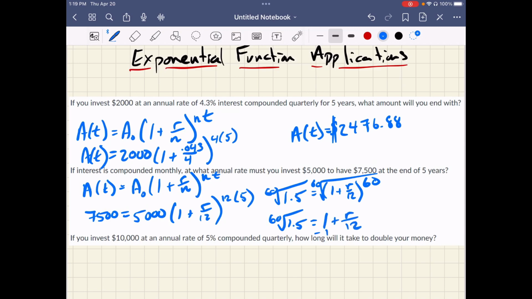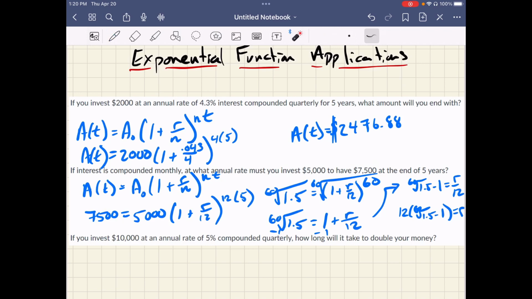So then I subtract 1 from each side. So I'm going to come up here and continue. And I have the 60th root of 1.5 minus 1 equals r over 12. And then I'm going to multiply 12 to both sides. 12 times the 60th root of 1.5 minus 1 equals r.